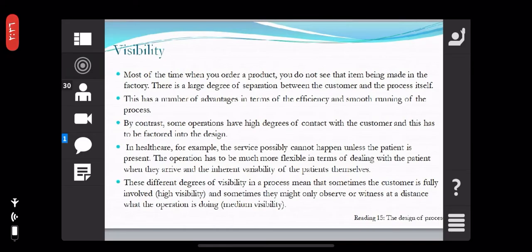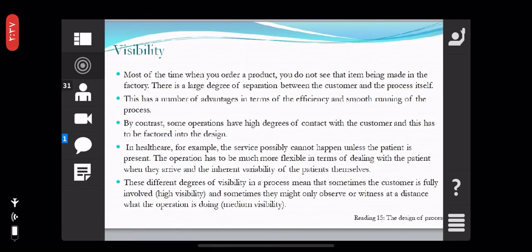The operation has a high degree of contact with the customers, the operation, but not the process. Okay, as I told you, some orders are not visible to you. Okay, he can customize the order depending on the customer order sometimes. But the product is invisible to the customer.